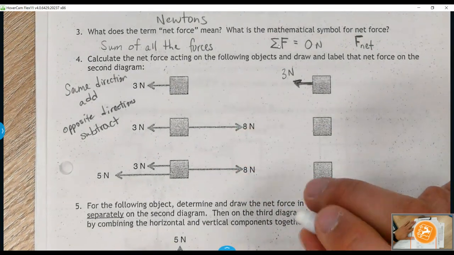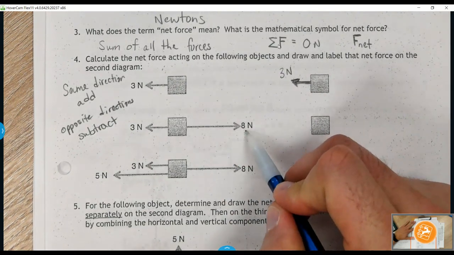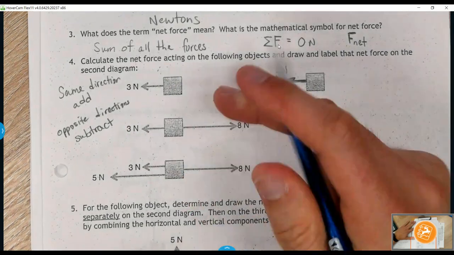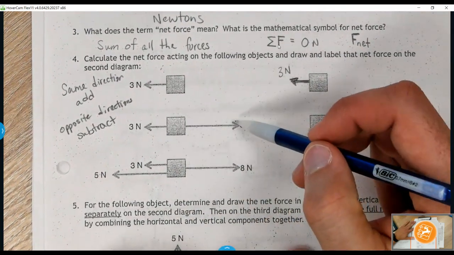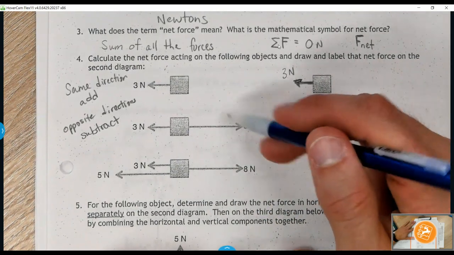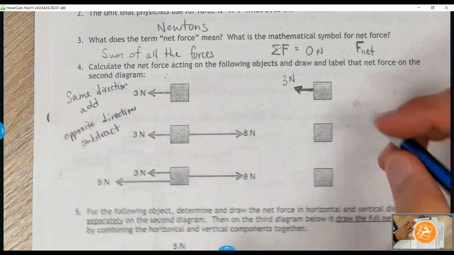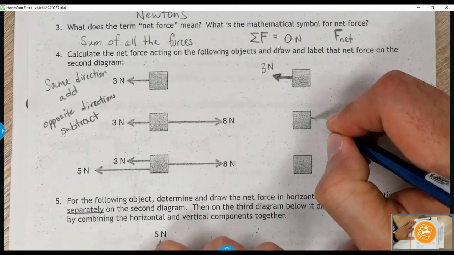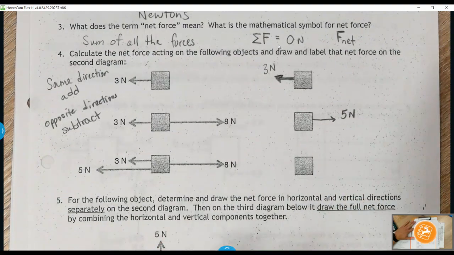But what direction? Good. To the right, because 8 is greater than 3. So basically, if you were playing tug of war, and me and Chris are pulling with 3 and I'm pulling with 8, I would move the rope in my direction. But I'm not moving it with a full force of 8 because he's pulling against it. So we'd only be basically pulling with 5 newtons, and it would be going to the right. So that's my net force.